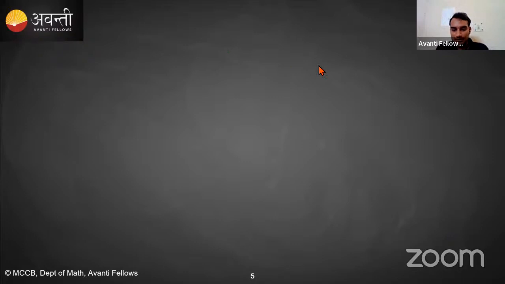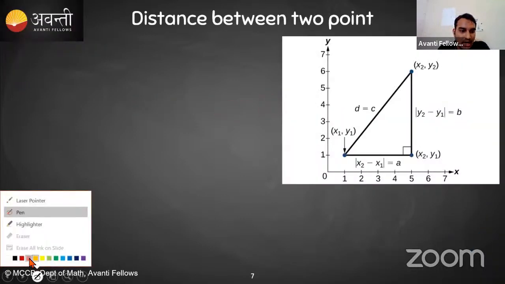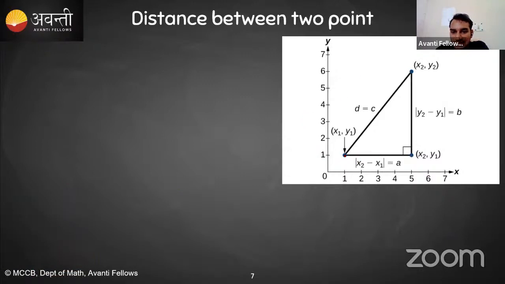So now further in the coordinate system, everybody knows this about the distance formula, right? If 2 points are given, then how will we find the distance between those 2 points? Let's say this is point A, which is x1 comma y1, and let's say this is point B, which is x2 comma y2.